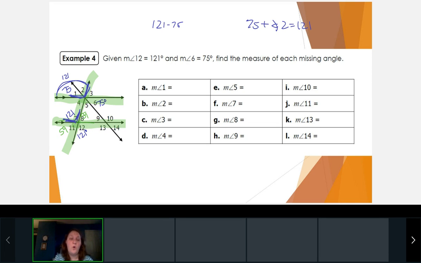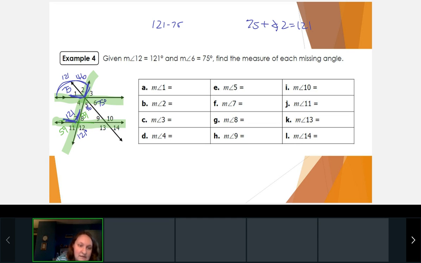Okay, so if the whole big angle has to be 121 and you know a piece of it is 75, then you can find that other piece. And so angle 2 has to be 46. Okay. Well, now that I know angle 2, I know angle 2 and angle 5 are vertical. So now I know angle 5. That's got to be 46.